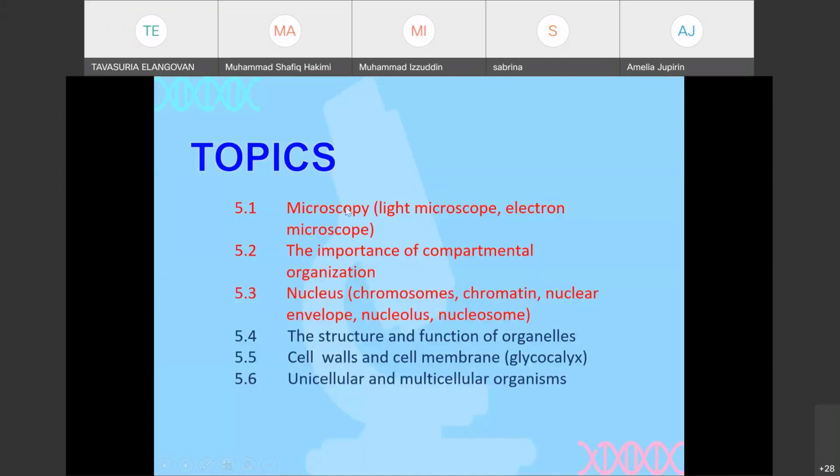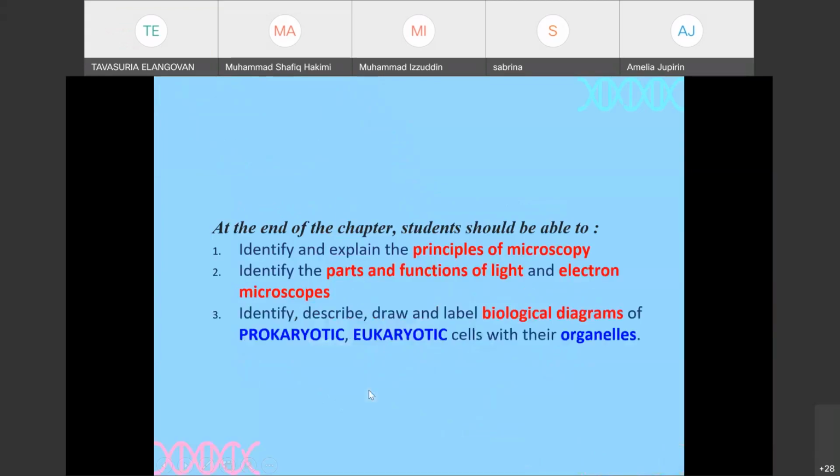So these are the subtopics of this chapter. There are a total of 6 subtopics. However, this week's lesson is mainly regarding microscopy, the importance of compartmental organization, and the nucleus. So at the end of this lesson, you should be able to identify and explain the principles of microscopy, identify the parts and functions of light and electron microscopes, identify, describe, draw, and label biological diagrams of prokaryotic and eukaryotic cells with their organelles.